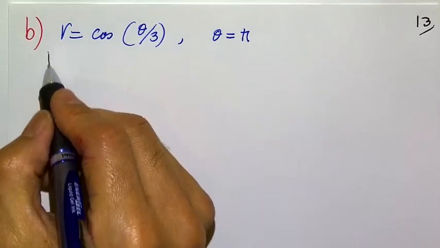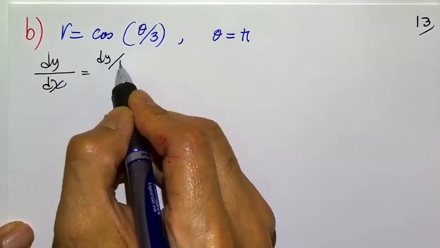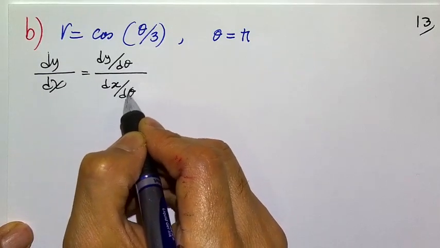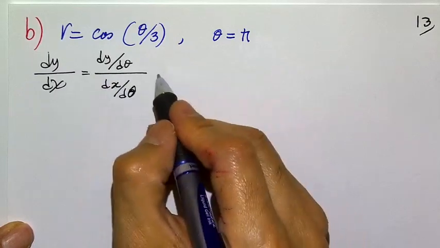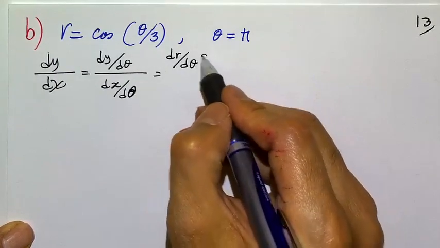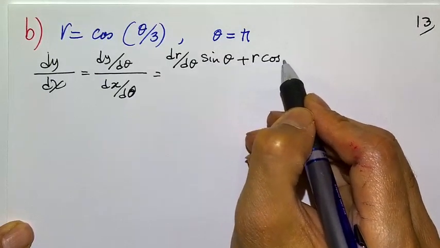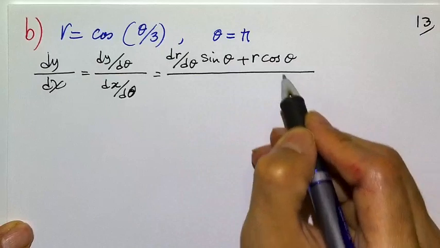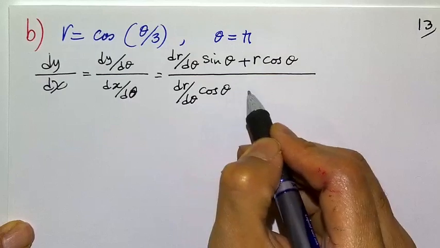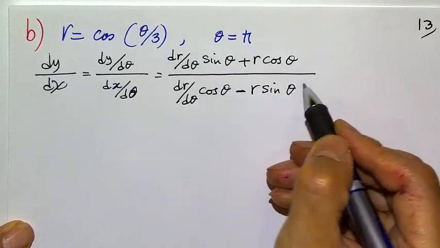Okay, so we begin again with the formula that we have. dy/dx is equal to dy/d theta divided by dx/d theta, which is equal to dr/d theta sine of theta plus r cosine theta, divided by dr/d theta cosine of theta minus r sine of theta.